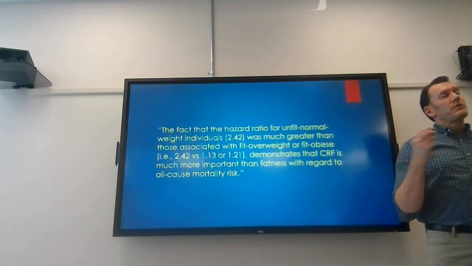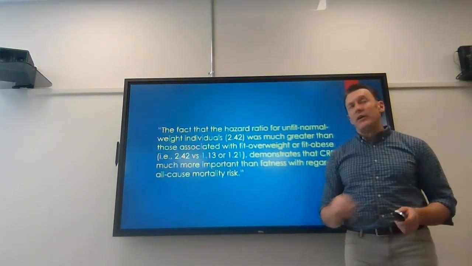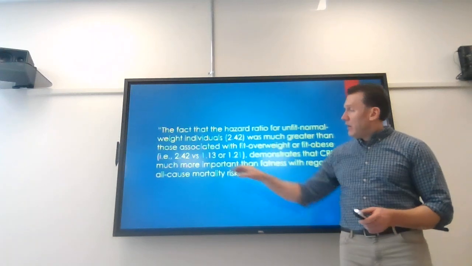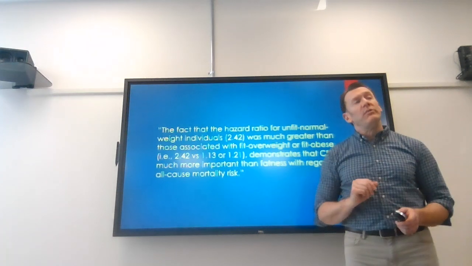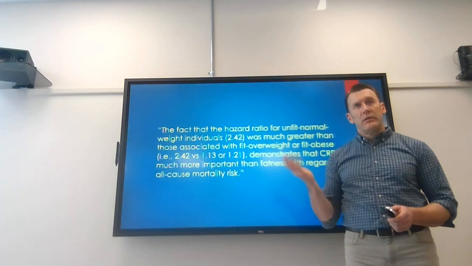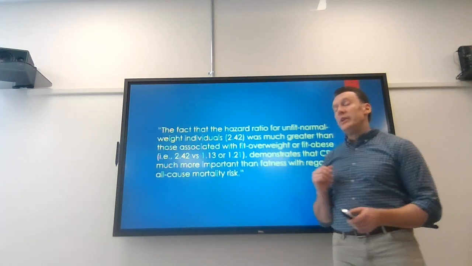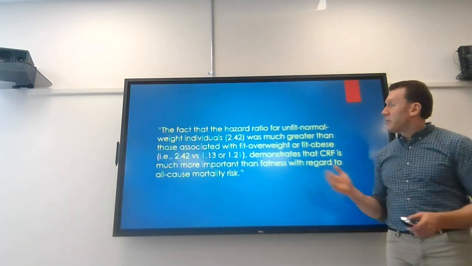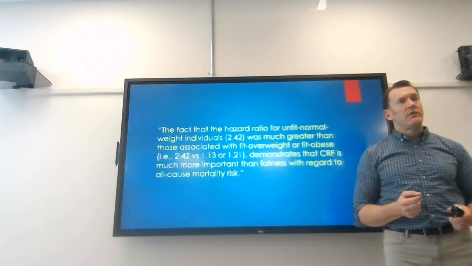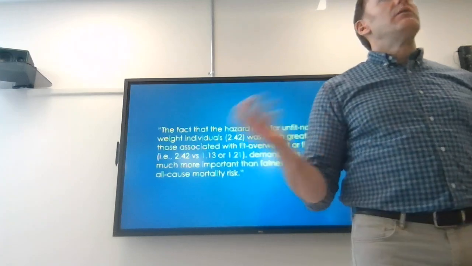So those that were fit and overweight or fit, obese had relative risk of 1.13 and 1.21. So how much increased risk would 1.13 and 1.21 be? There's still an increased risk, but how much? Yeah, it's right, 13% and 21%. So according to their data, it's not so much about body size, but it's about the fitness that reduces mortality risk.